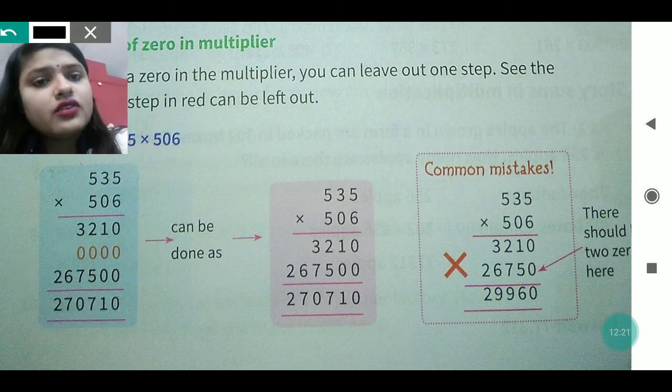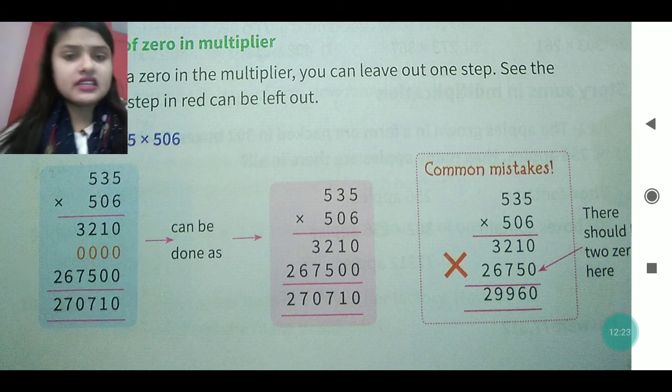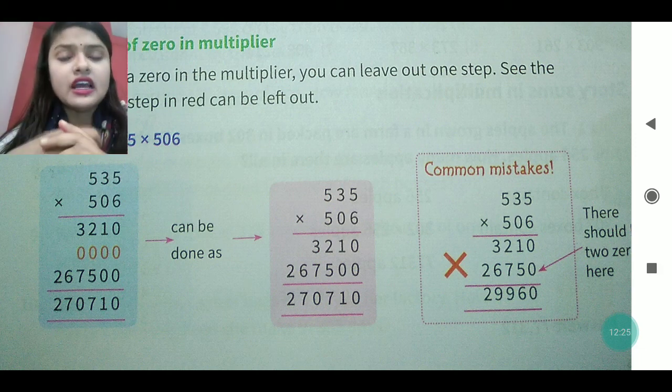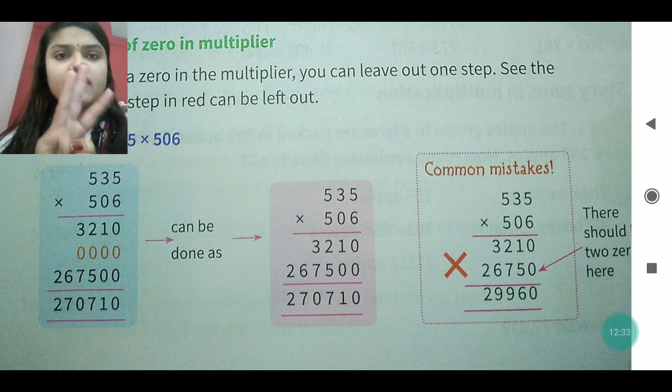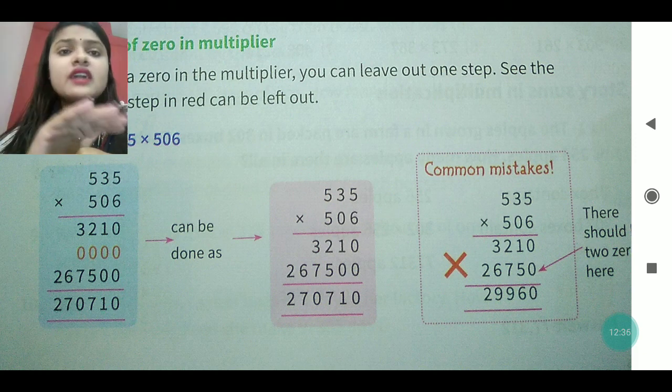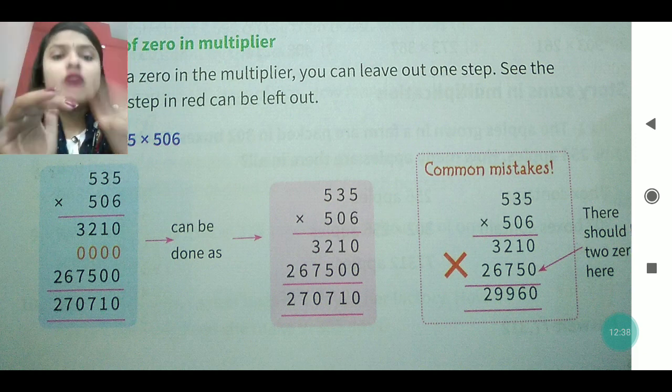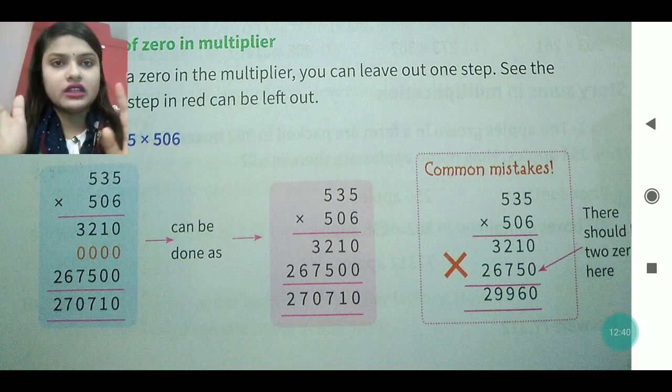So like this we have got the number, the product. The total product which we have got is 270,710. This is the final product. 3 products we got, but those 3 products are for one number, and now we have got the total product of all the 3 numbers.